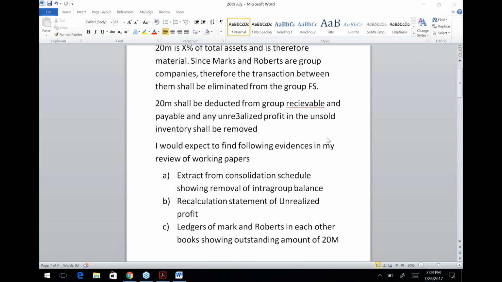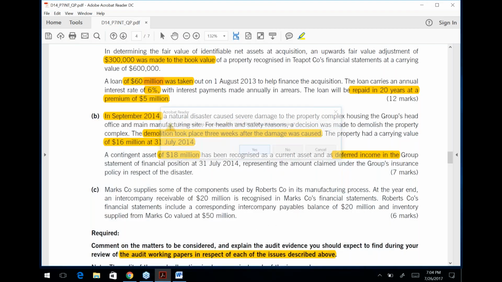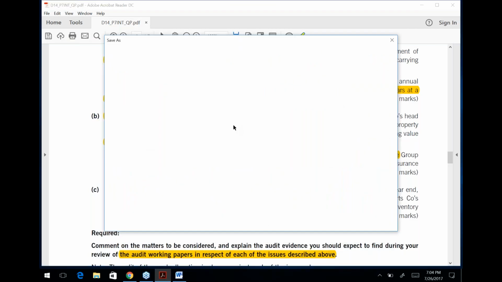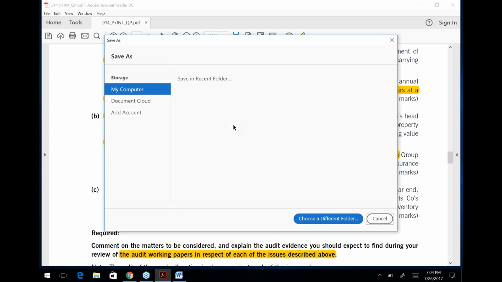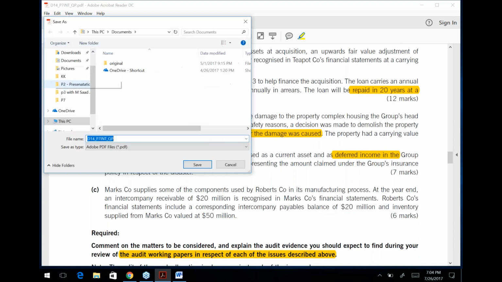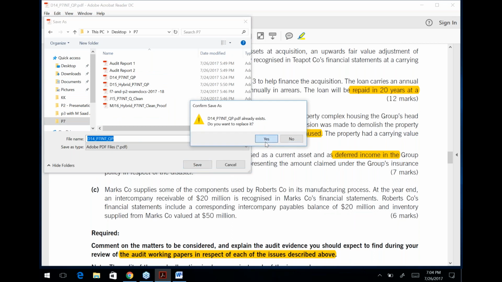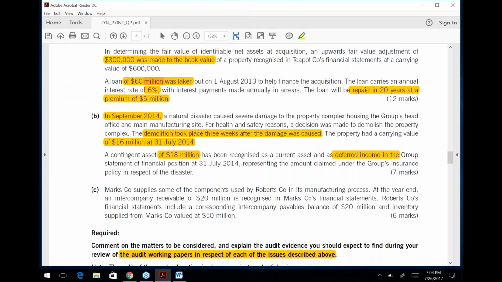Okay, so let's move forward and discuss further. We are done with this area. The next area that we are going to move on to is the audit report. So let's start off by discussing what exactly the audit report is.